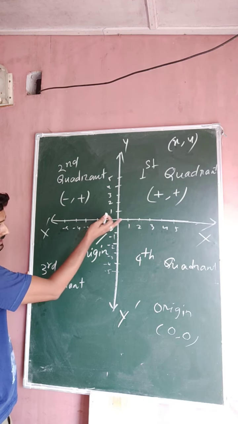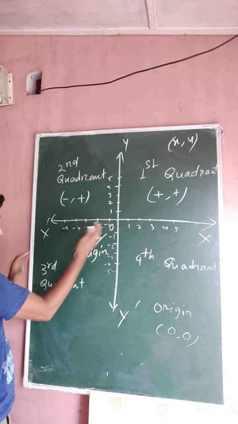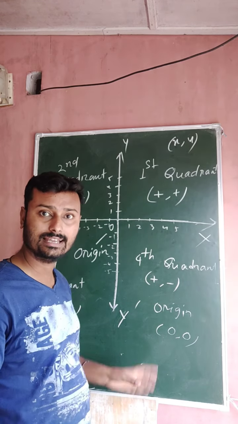On the third quadrant, x is negative and y is negative. On the fourth quadrant, x is positive, y is negative. Any point on the first quadrant has both coordinates positive. Any point on the second quadrant has the x coordinate negative and the y coordinate positive. Similarly, any point on the third quadrant has both coordinates negative. On the fourth quadrant, the value of x is positive and the value of y is negative.